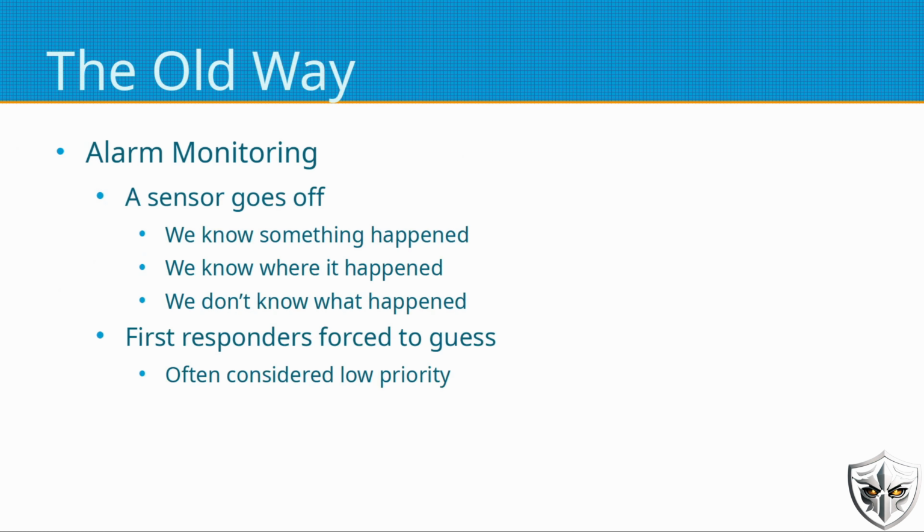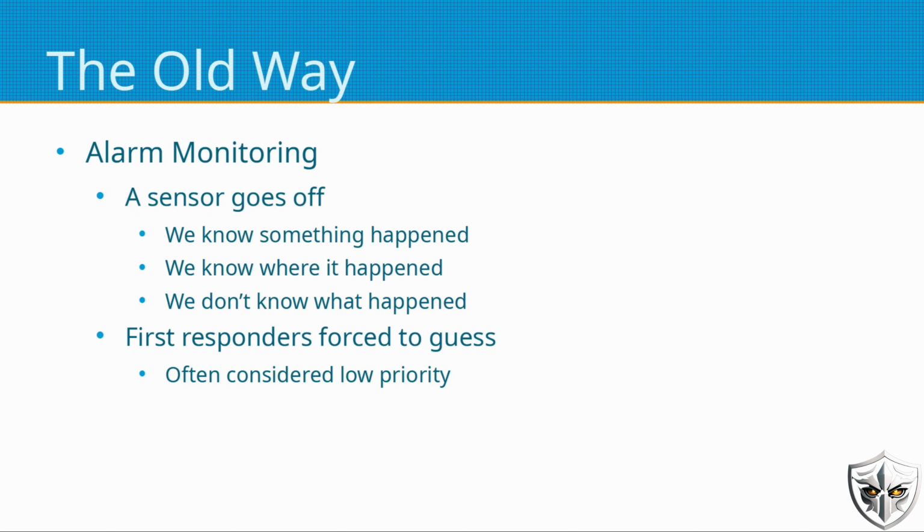So the old way, and the way that most people still do it, is that they have an alarm system. They use alarm monitoring, and when a sensor goes off, we know that something happened. We probably even know where it happened, but we don't know what happened. So if you have your business armed and the front door sensor goes off, you know that the sensor was activated and you know where it's located, but you don't know why it went off. Did someone open the door? Did someone force their way through? Did someone not set the alarm correctly? I've even seen cases where the sensor just happened to fall off the door.